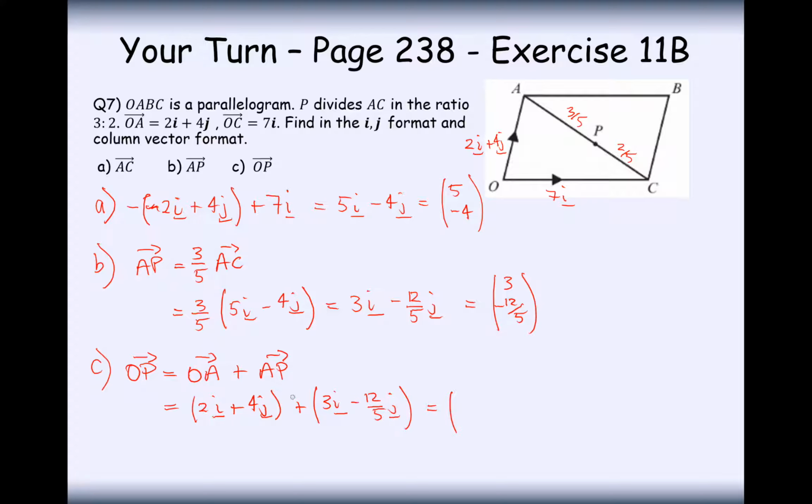So in this case, adding the i components together, that's 5i, and adding the j components together, that's going to be 20 over 5 minus 12 over 5, so that'll be minus 8 over 5. No, positive 8 over 5 j. And as a column vector, we could write this as (5, 8/5). Okay, so that's the answer to that question there.